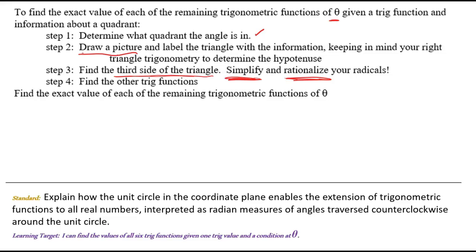Now, once you've found that third side, you're basically back to the problem we just did, and you find those other values of the trig function. So that's what we're going to do. Determine the quadrant, draw a diagram like we've done in the past, find the third side like we've done in the past, and find those other trig values. So let's dive into an example.